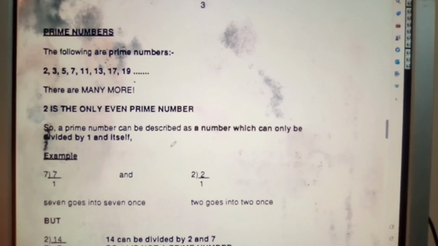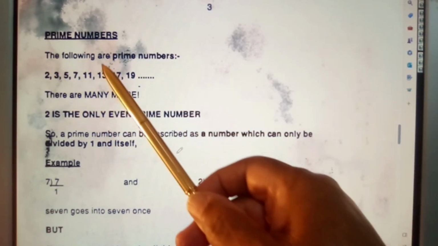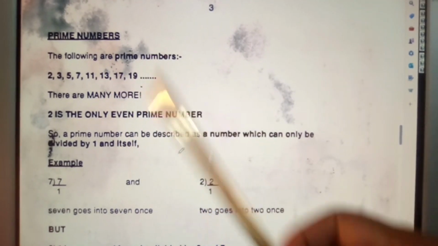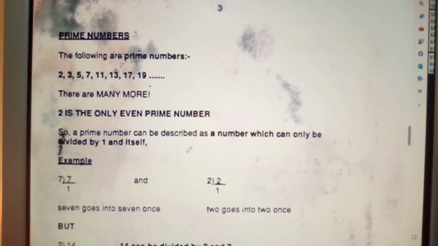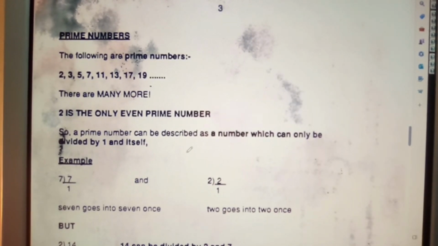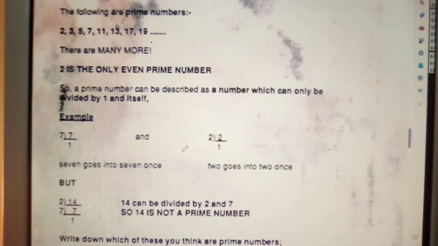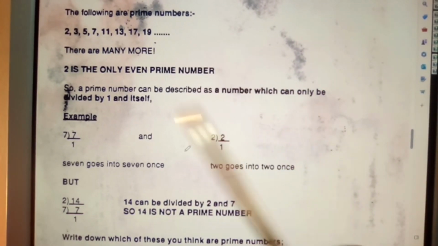Now, prime numbers. The following are prime numbers: 2, 3, 5, 7, etc. There are many more. 2 is the only even prime number. So a prime number can be described as a number which can only be divided by 1 and itself. Okay?